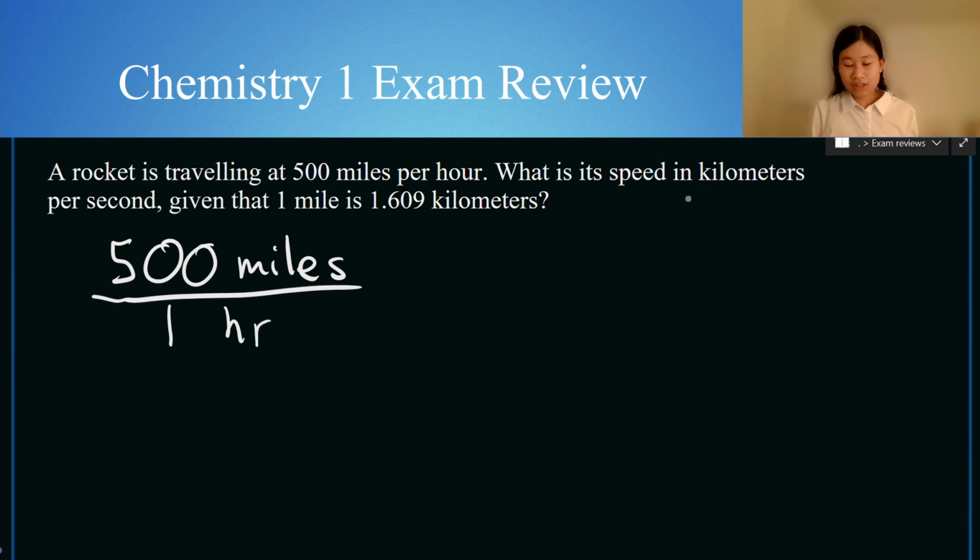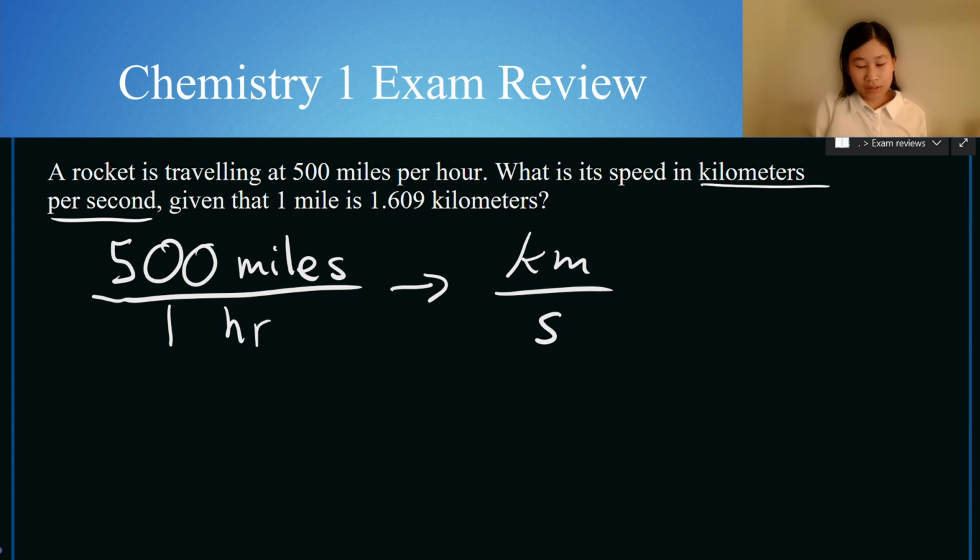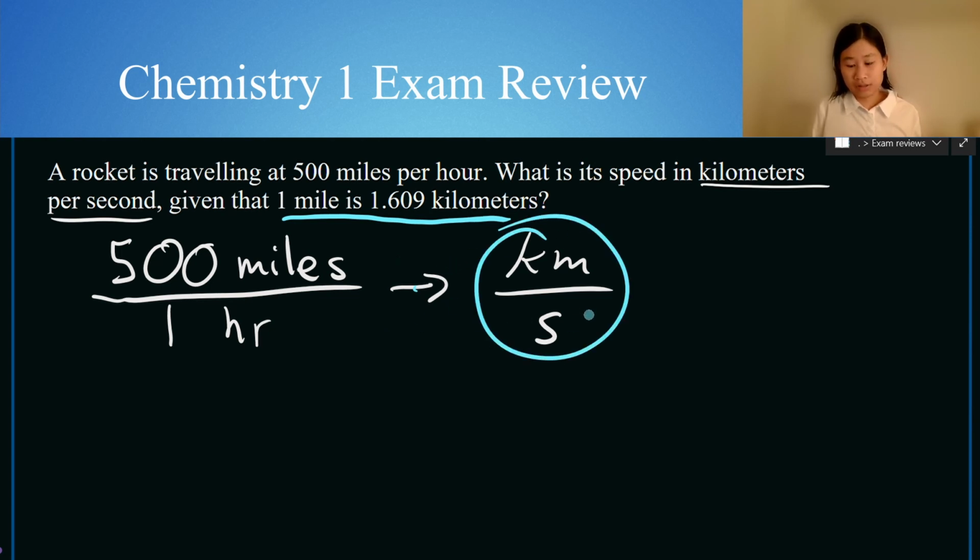And then what is its speed in kilometers per second? So then we want to convert this to kilometers per second. S is for seconds. So clearly, right, the differences in length and in time need to be converted, okay, so that we get our desired units with kilometers over seconds.